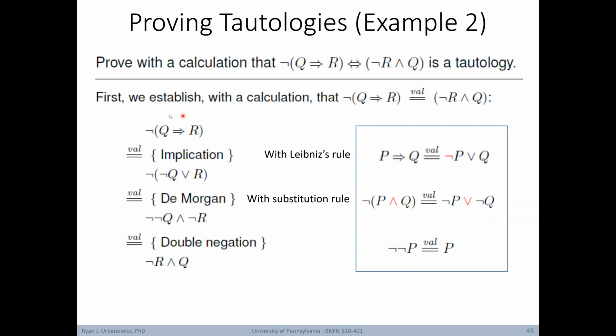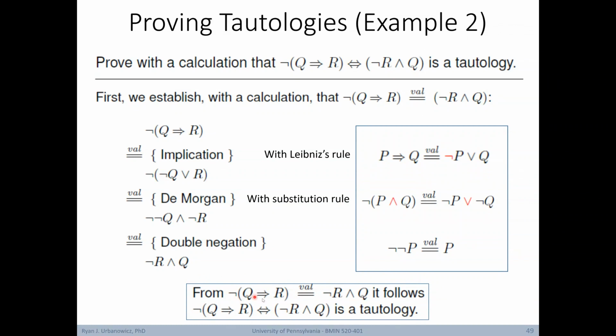Because we've demonstrated that the left and right side of the original formula are equivalent, and they're connected in this formula by the biconditional, we know and have proved that this whole formula is a tautology. Here's another way of putting that same statement. From the fact that the left side of the formula is equivalent to the right side of the formula, it follows that this whole formula is a tautology.